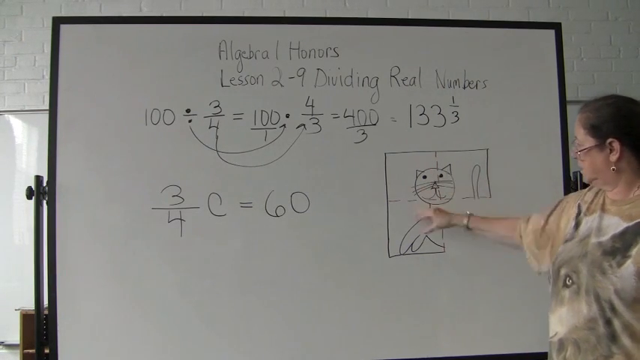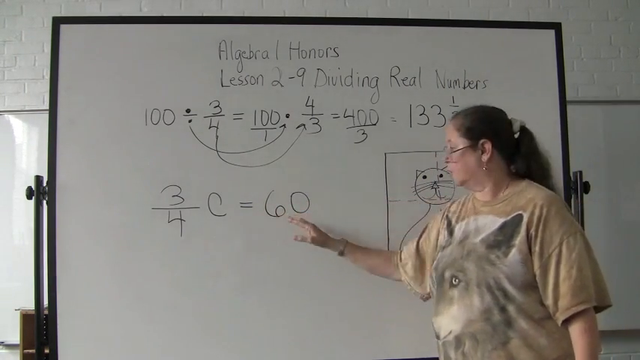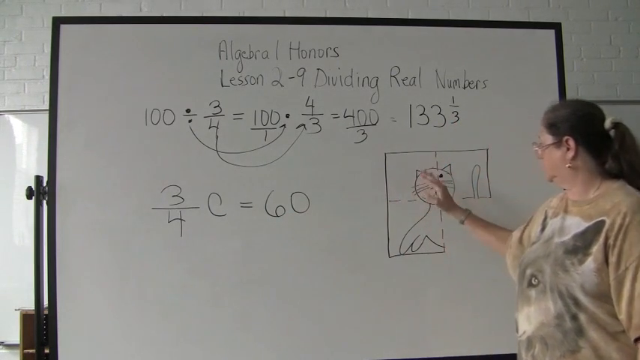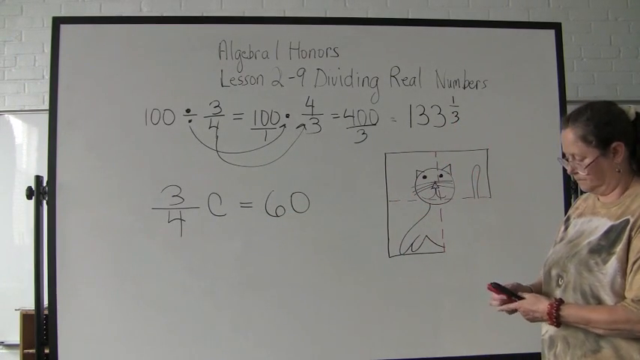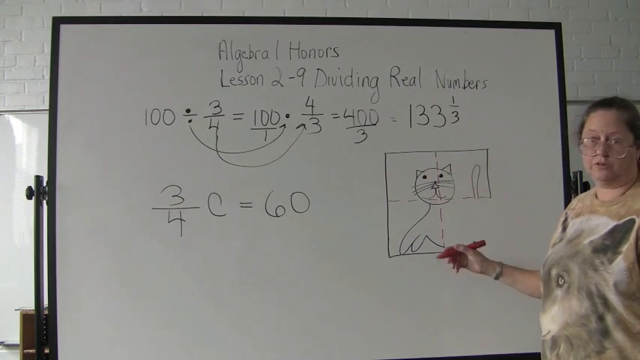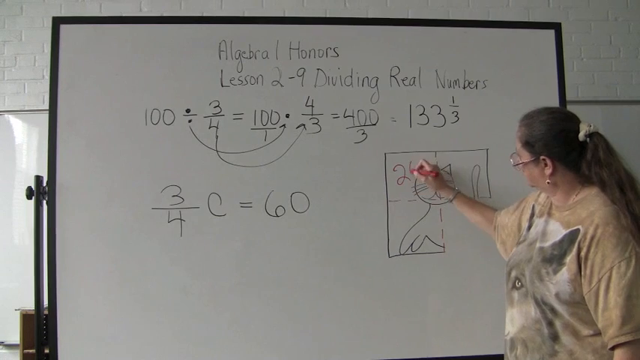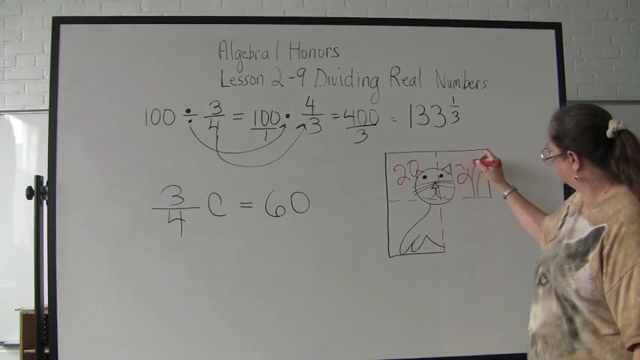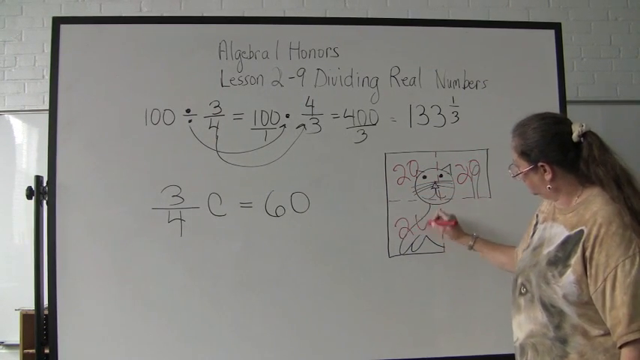And those 3 out of the 4 are worth 60 points. Well, since they're equal, and the whole thing here is worth 60, that's 20 points there, that's 20 points there, and that's 20 points right there.